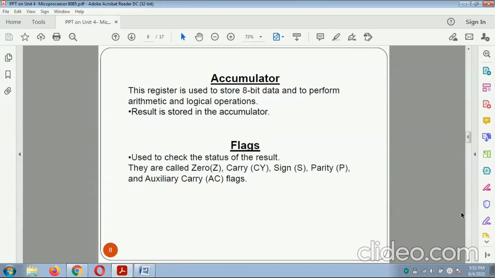Accumulator. This register is used to store 8-bit data and to perform arithmetic and logical operations. The result is stored in the accumulator. The flags are used to check the status of the result. They are called zero, carry, sign, parity, auxiliary carry flags, etc.